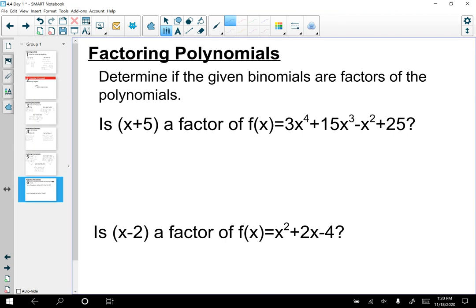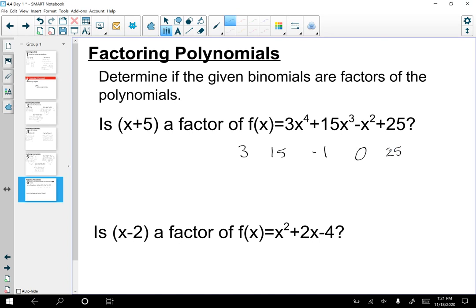All right, our last page here, determine if the given binomials are factors of the polynomials. So to determine if something is a factor, we want to use synthetic division. So this will be a good review of synthetic division for us. So go ahead and set synthetic division using these coefficients. Notice we're missing that x term, so we need a placeholder that's 0.